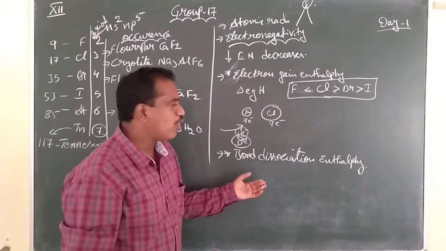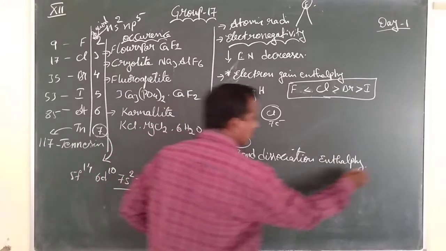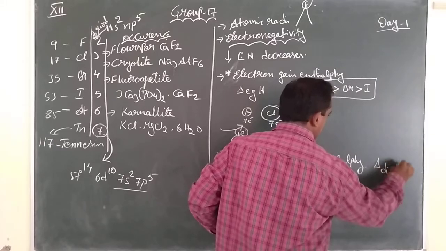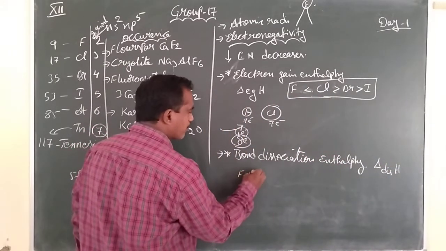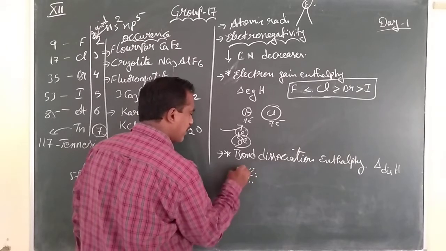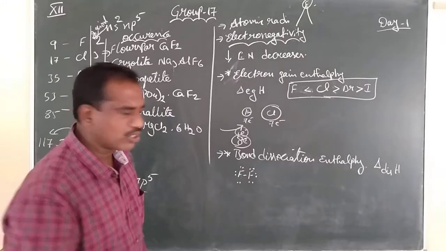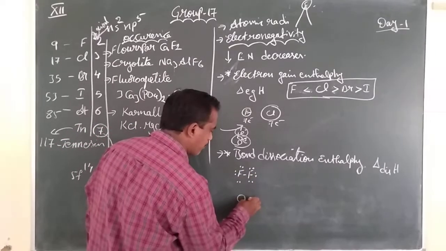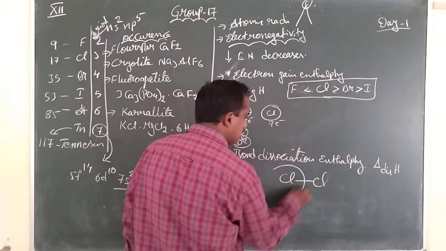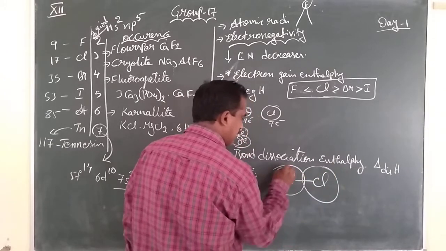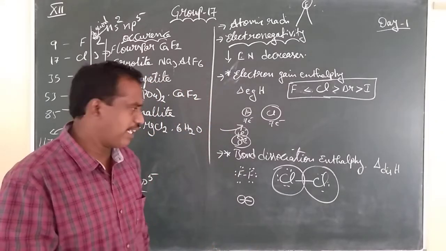Coming to bond dissociation enthalpy. What is meant by bond dissociation enthalpy? It is represented with the symbol delta D H. Here fluorine is there, and the amount of energy that we supply to break the bond between the two atoms is called the bond dissociation enthalpy. Imagine these are very small. Coming to chlorine, these are somewhat large or more in size. Atomic radius is more as new shells or orbitals are added.